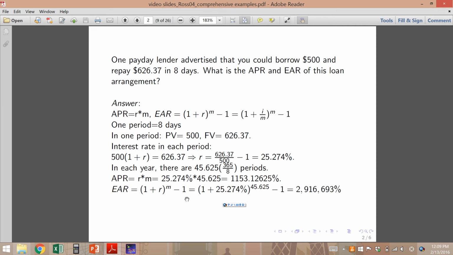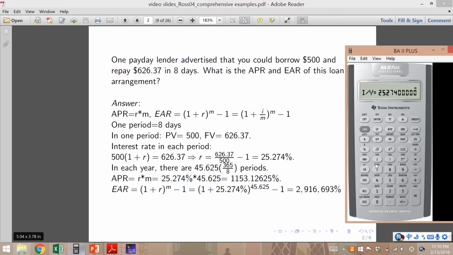Now EAR will equal 1 plus the R to the power of M, minus 1. Okay, now to get this number, there are 2 methods. One is that you can use the power function to solve the problem using a simple calculator, and the second one is to use the interest rate conversion formula that we talked about in the last class. I'll show you both. Let me clear everything.